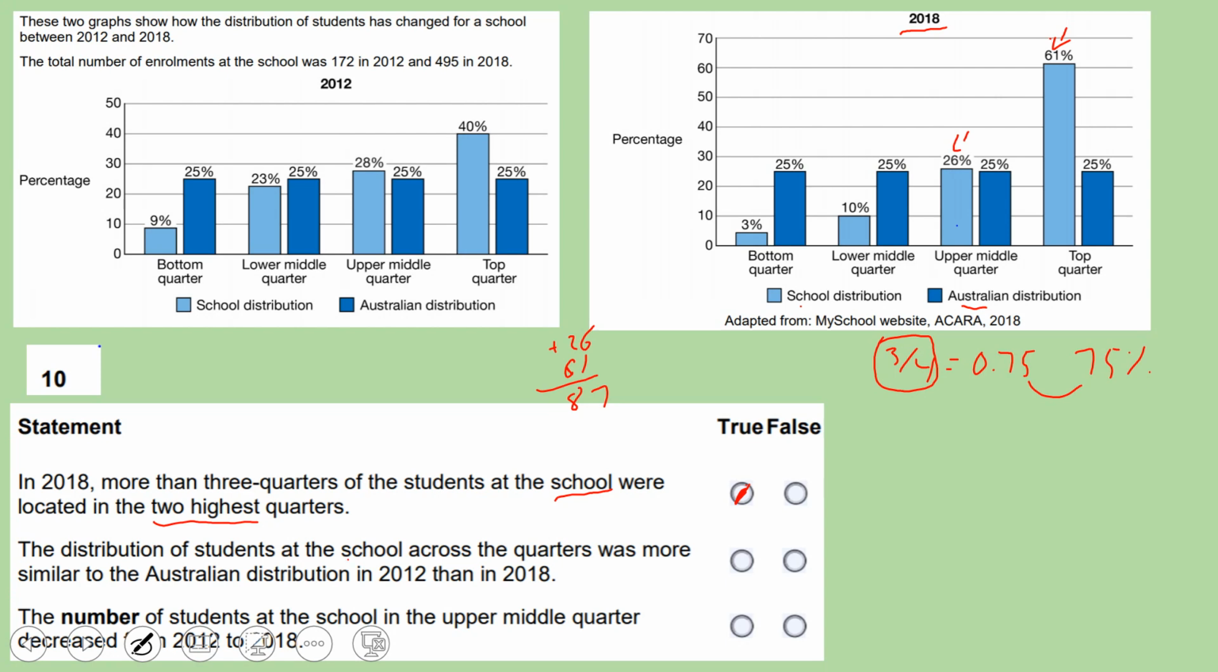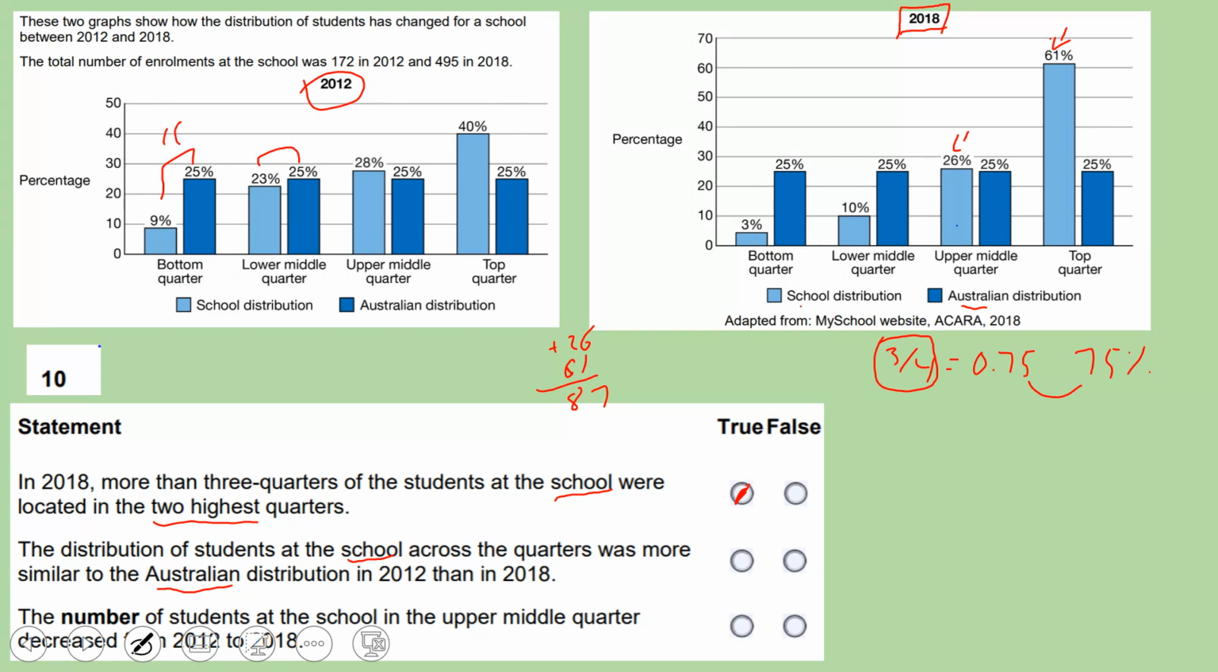So again, we're looking at school. Across the quarters was more similar to the Australian distribution in 2012 than in 2018. So it's asking us to compare school and Australian in 2018 and in 2012. And it's asking us, I guess, whether the statement that it was more similar in 2012 compared to 2018 holds. So we're looking at the differences between the numbers.